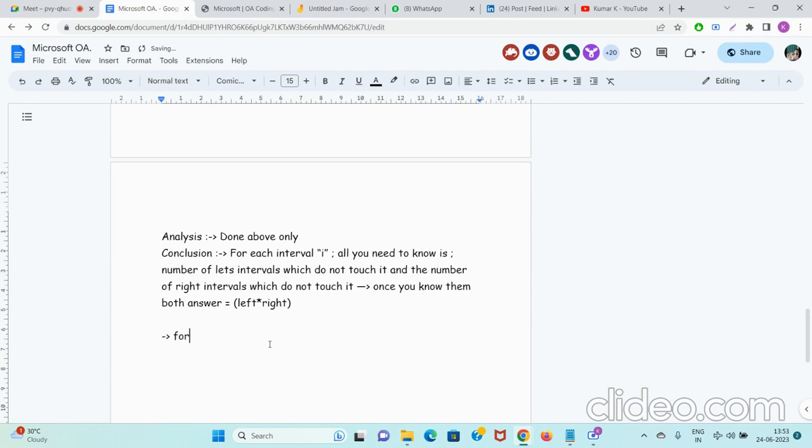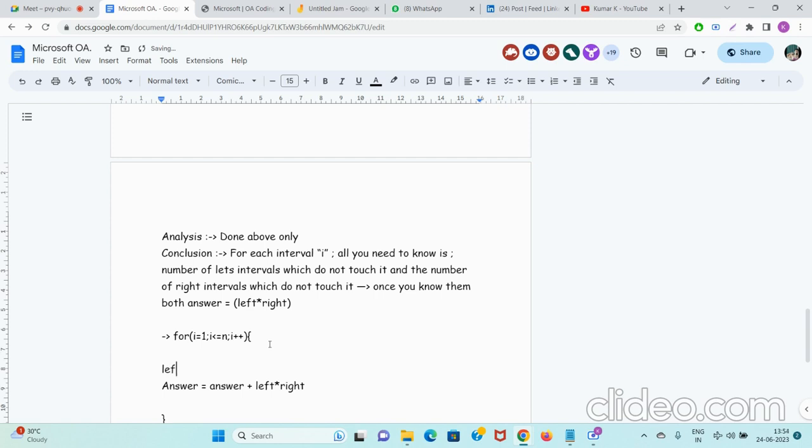You will run a for loop. You will check for each interval: I equal to 1, I less than or equal to n, I plus plus. For each interval, what will be your answer, guys? Answer will be answer plus left into right. How to calculate left into right? Know that for now, okay?